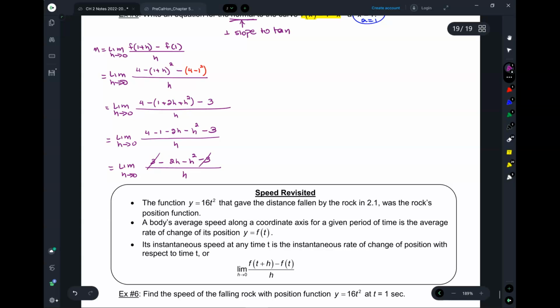Now the 3's go away, right? So now if I take out an h, I get -2 minus h all over h. The h's cancel, and so the slope is what? -2.